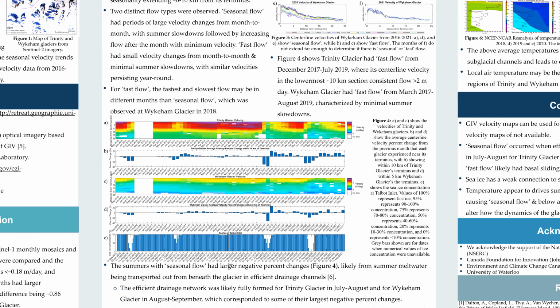So this can be seen in figure 4. Figure 4b and figure 4d show the velocity percent change from month to month. When there's a large negative velocity percent change, this is caused likely by meltwater exiting from under the glacier in efficient drainage channels. When there's minimal velocity percent change, it's assumed that this is caused by basal sliding continuing into the summer with inefficient drainage channels.